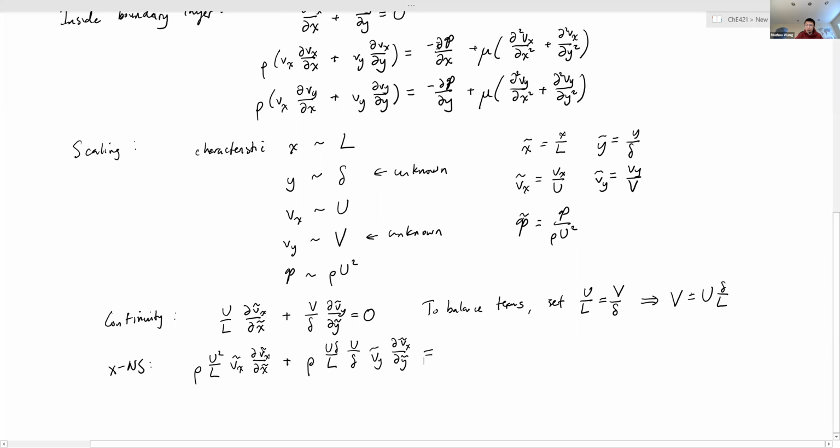Now, this next term is a dp/dx. So we have a negative rho u squared over L dp/dx. And so our selection for the pressure scale actually makes a lot of sense if we use a rho u squared, because you can see that this rho u squared is the same as this rho u squared right here. And so it allows our pressure term to be of similar order of magnitude as the other terms.